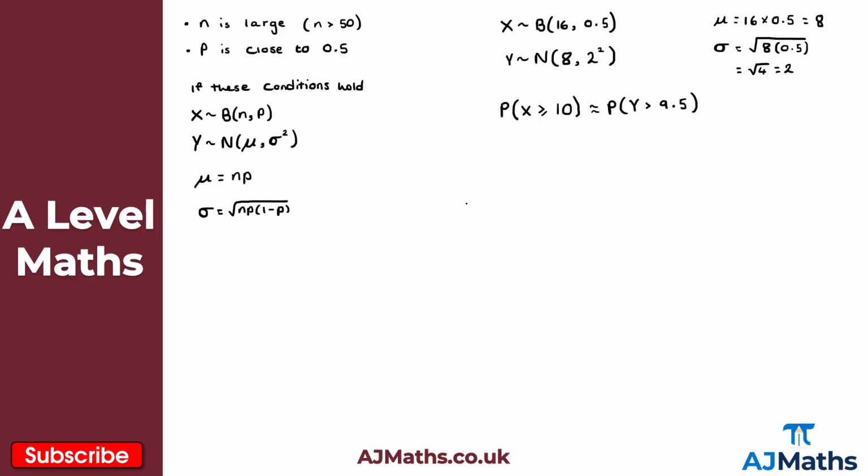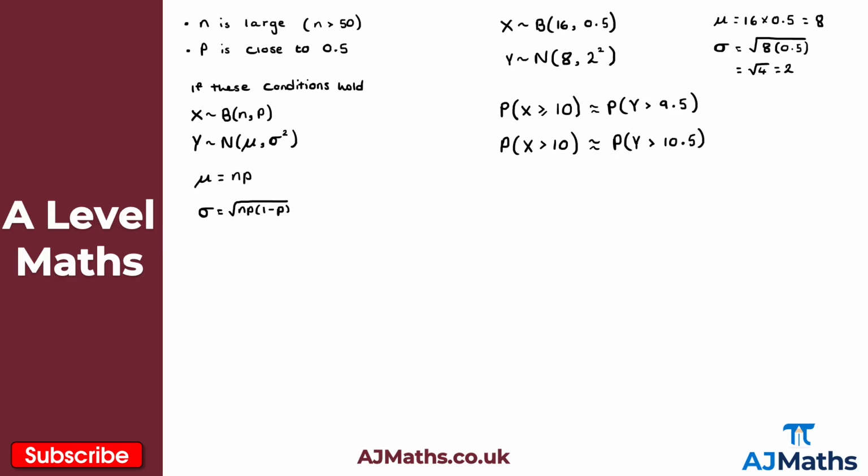Okay. So in that case then, what about if this is a strict inequality here? So what about if we have the probability of x being greater than 10? Well, this time now, we don't want to include the 10. So in this case, we add 0.5 now to 10. In this case, we get the probability that y is greater than 10.5. Okay, because this time now, we don't want to include the 10, so we add 0.5 there.